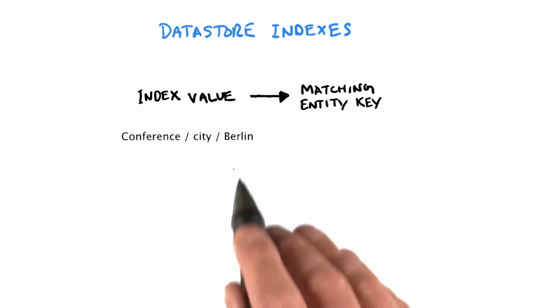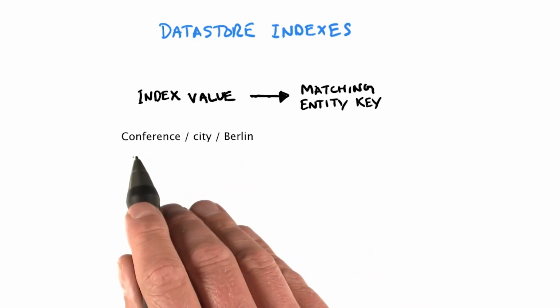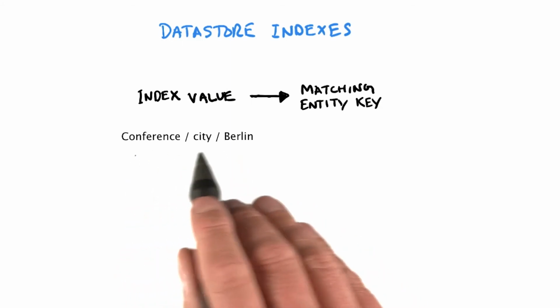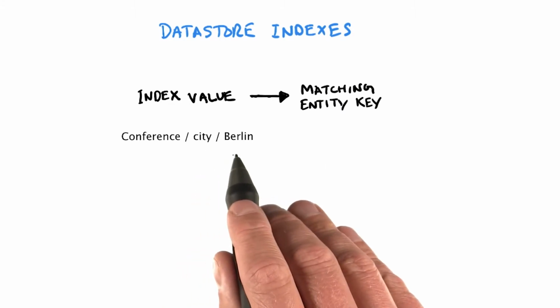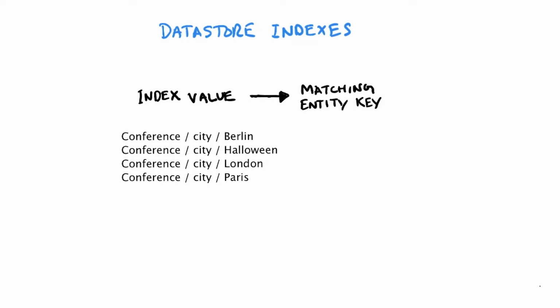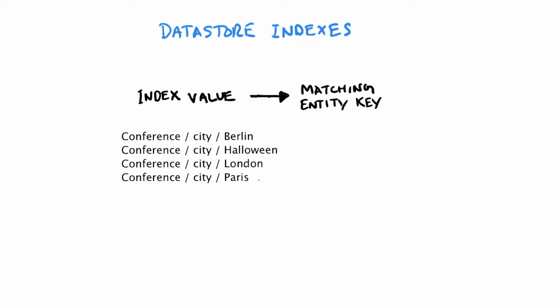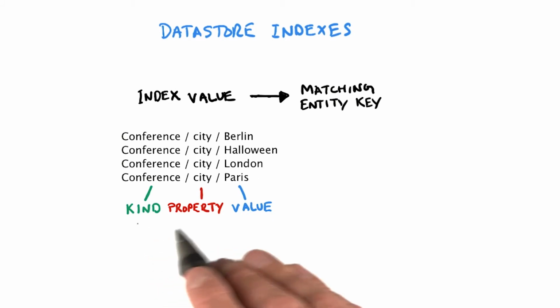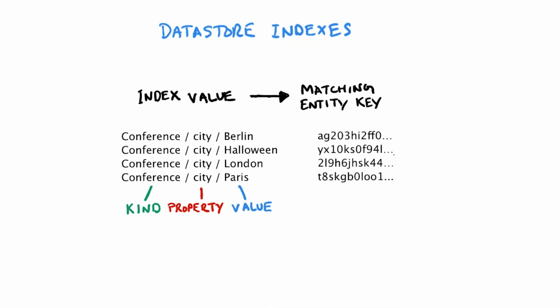Taking the city Berlin as an example, the index value would be constructed using the kind, conference, then the property, city, and finally the value of the property, Berlin. Here are the index values for the cities Hamburg, London, and Paris. So again, the index value is a combination of the kind, property, and value of the property. Each index value then points to the entity key where the value resides.